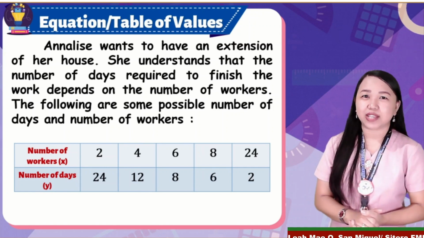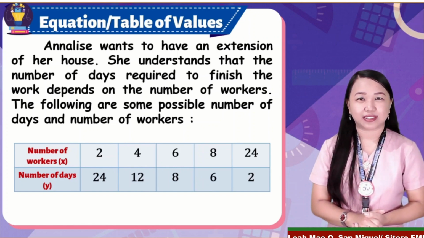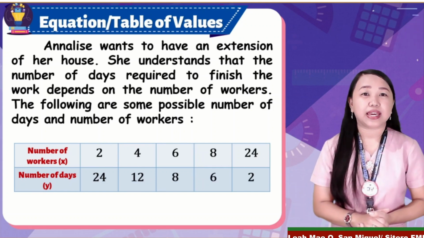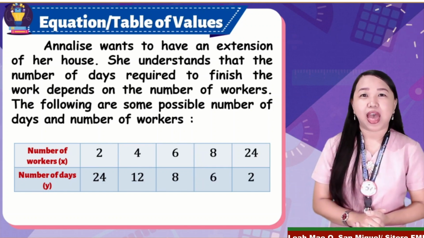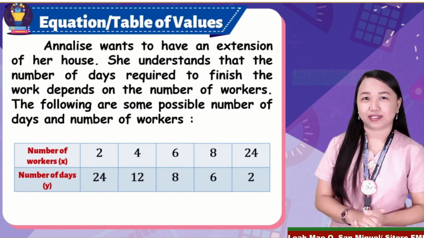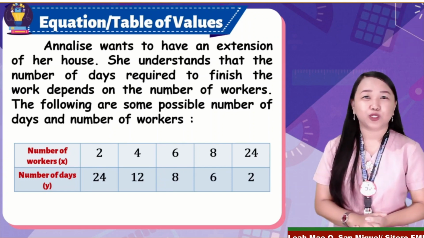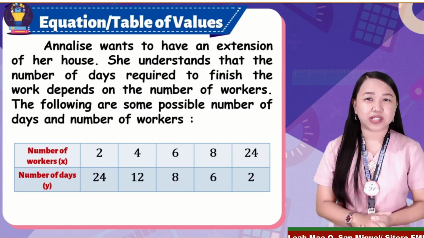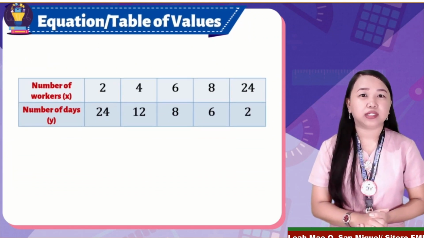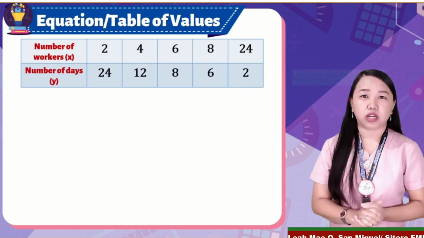What did you notice about the values of X or the number of workers? Correct. From 2 to 24, it is increasing. How about the values of Y or the number of days? Exactly. From 24 to 2, it is decreasing. As one quantity increases, the other quantity decreases. This is an example of inverse variation.